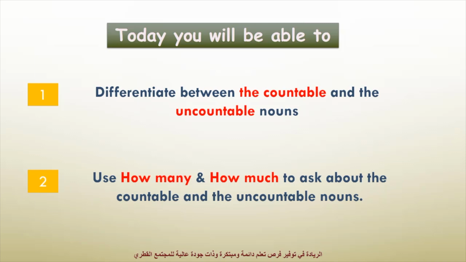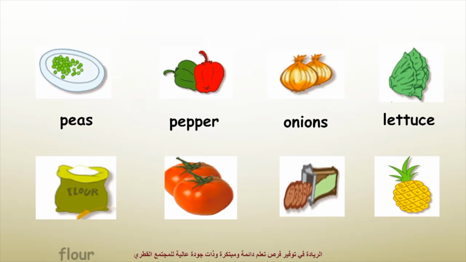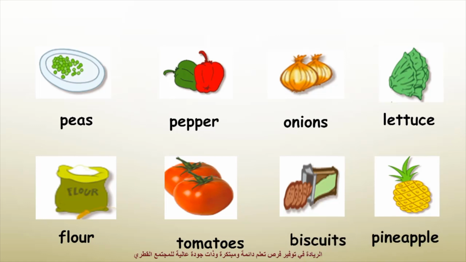Let's start. Here I have different types of food. I want you to help me to name them. The first one is peas. 2, pepper. Onions. Lettuce. Flour. Tomatoes. Biscuits. And pineapple.